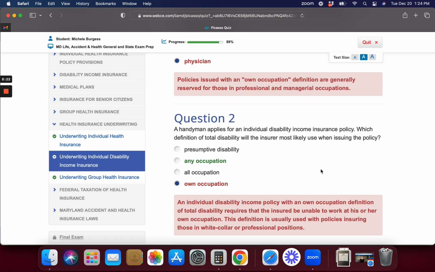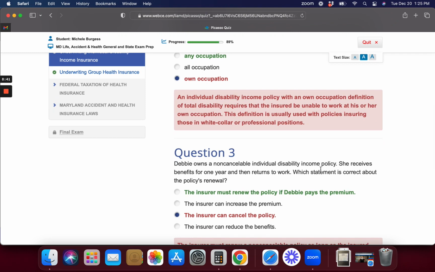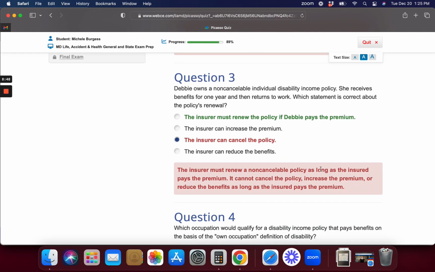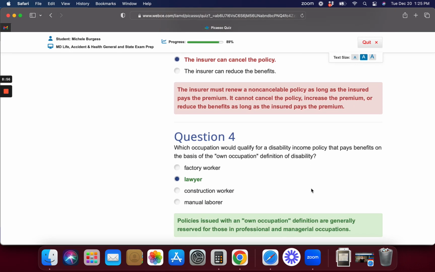An individual disability income policy with their own occupation definition requires that an insured be unable to work at his or her own occupation. This definition is usually used with policies insuring those in white-collar professional positions. All right, number 3, the insurer must renew the policy if Debbie pays the premium. The insurer must renew a non-cancelable policy as long as the insured pays the premium. Otherwise, they can cancel it. And I got the last one right, a lawyer. A lawyer is considered their own occupation.